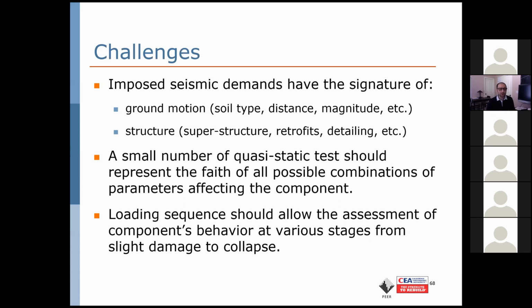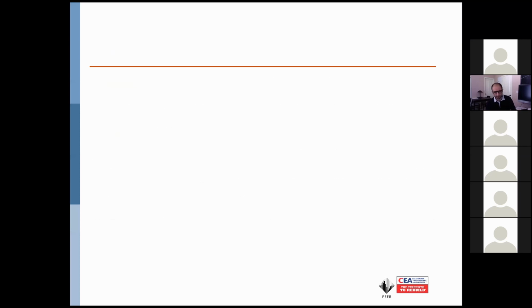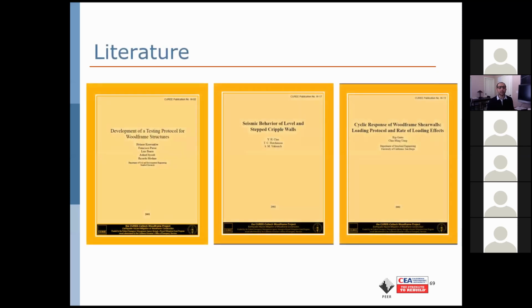And ultimately, the last bullet: the loading sequence should allow for the assessment of component behavior at various stages, from very slight damage all the way to collapse. We did a good amount of literature survey for our work.